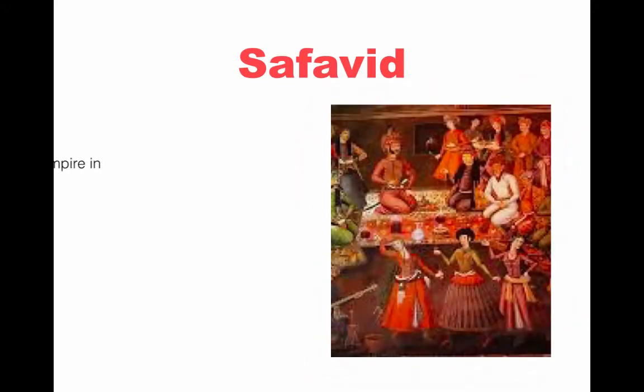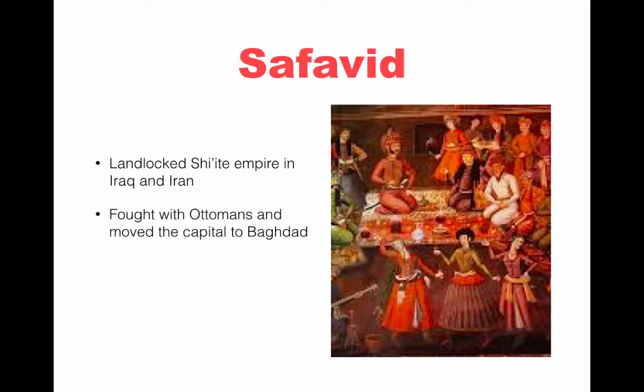So then there are the Safavids. The Safavids are a very small empire, and they are located in Iraq and Iran. They're a Shiite empire. They're landlocked, and they had to fight with the Ottomans, who had a navy. So in order to do that, they moved their capital to Baghdad, and then after that, they centered their empire around Shiism and suppressed the Sufi sect. So this is a great chance to bring up the different sects of Islam, Sufi, Shia, and Sunni, talk about that, and also talk about how religion was used in order to create nationality.